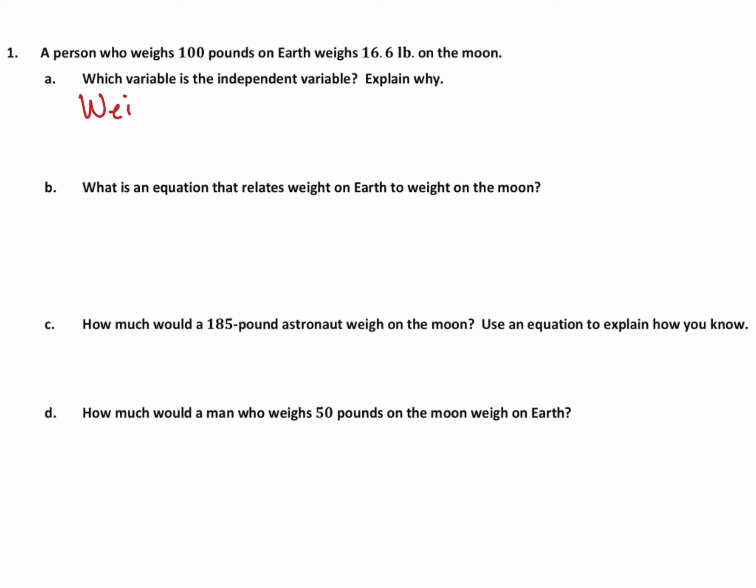The weight on Earth is independent. And the reason is because the weight on the moon depends on how much you weigh on Earth. So since it's depending on something else, the independent variable is the weight on Earth.